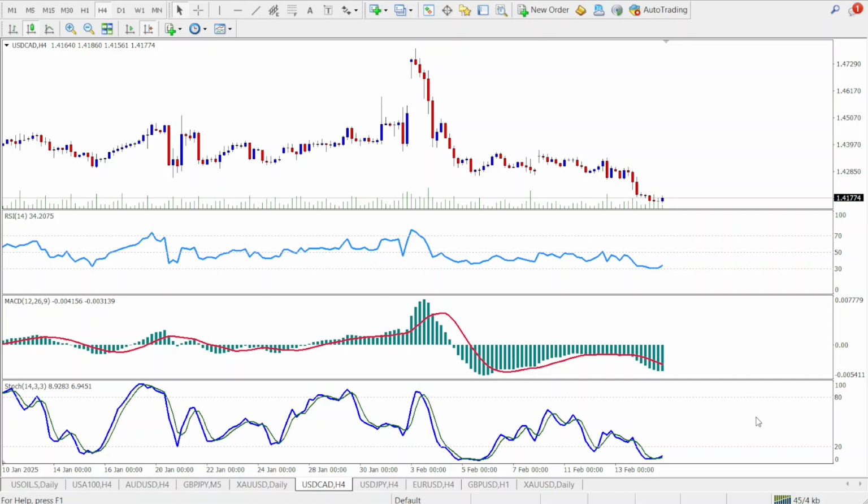So the key levels are above 80, which is an overbought condition and price may reverse downwards, while below 20 signifies an oversold condition and price may bounce upward.